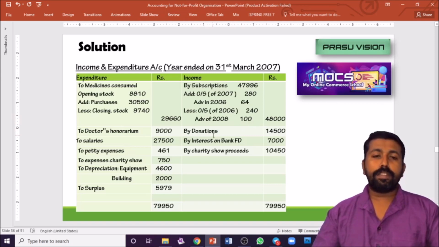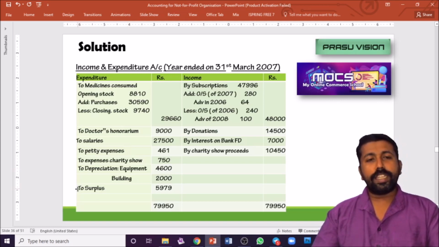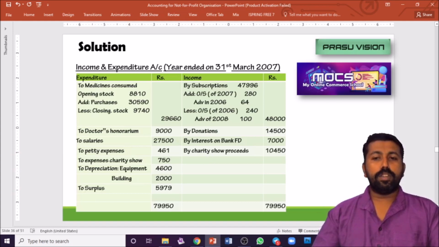And we are taking from the receipt and payment account, receipt side, the donation, interest on bank fixed deposit 7,000, charity shop receipts 10,000. So please remember how to prepare the income and expenditure account. And we are calculating the total, 79,950 in the income side, and there is a shortage in the expenditure side. That means we are getting the surplus. We are getting the surplus from the income and expenditure account. Please remember that.